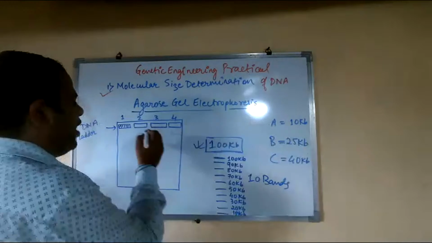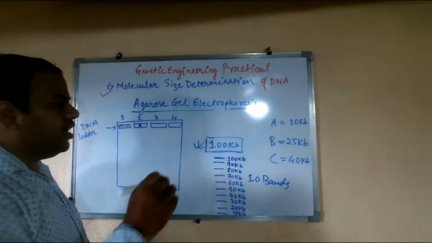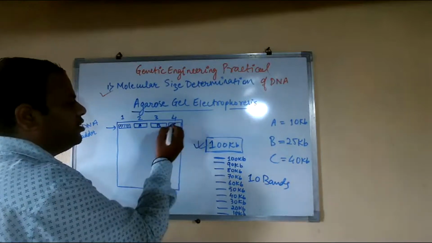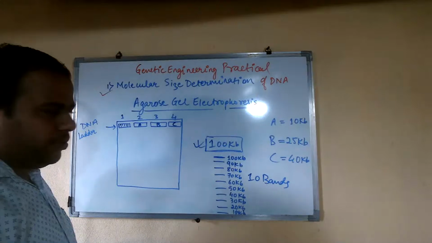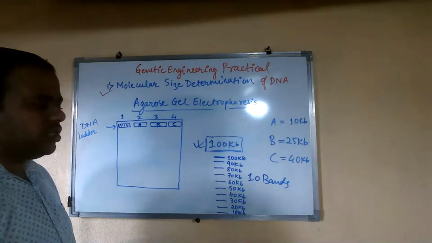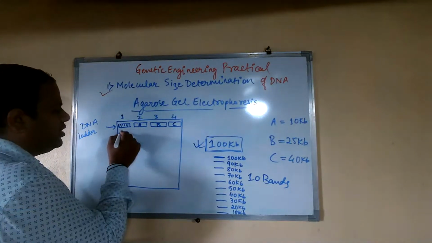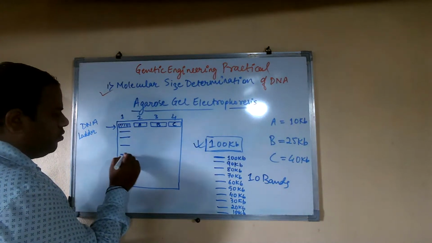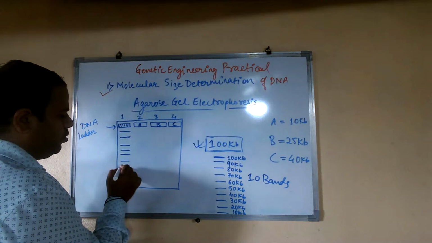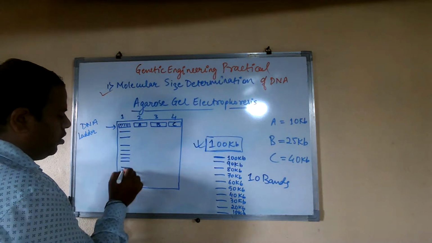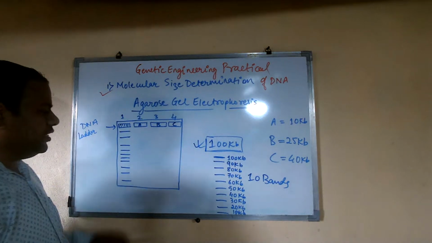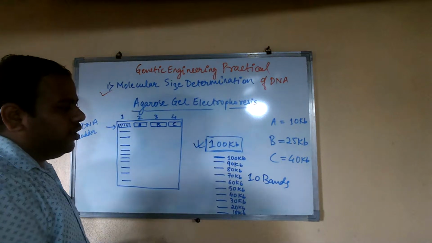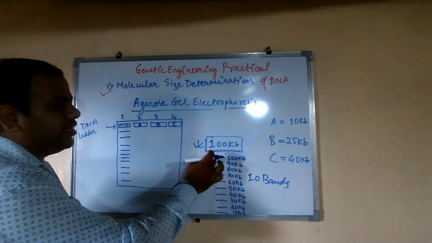In the second lane, you are going to add sample A. In the third lane, you are going to add sample B, and in the fourth lane you are going to add sample C. Remember, when you do the agarose gel electrophoresis, the bands in the DNA ladder start to move. It will move like this. These are the 10 bands that are obtained when you do the agarose gel electrophoresis of this DNA ladder, that is the 100 kb DNA ladder.